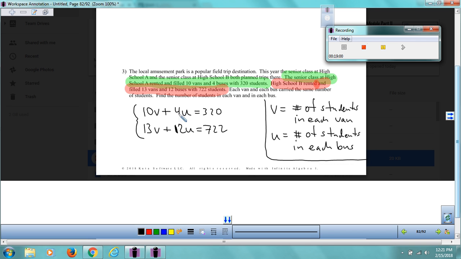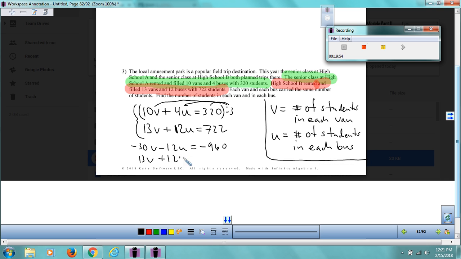But we don't want 12, we want negative 12. I want to use addition here. So what do I multiply 4 by to get negative 12? Well, that's negative 3. So we're going to multiply the whole top equation by negative 3. And what we end up with is negative 30V minus 12U equals negative 960. Okay? Remember, we have to multiply all of it to keep it equal. And then we're going to recopy the bottom equation.